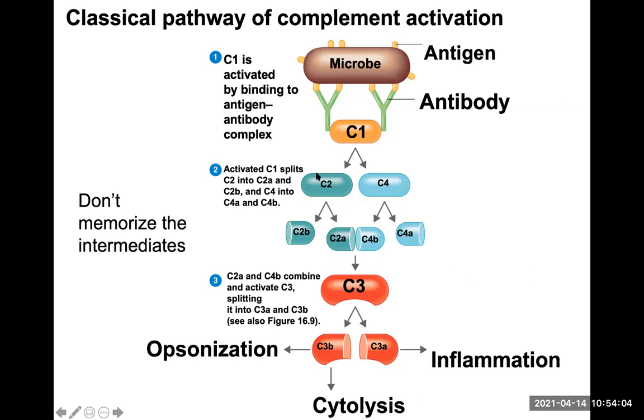Okay, so I do not want you to memorize C2 splits into C2b and C2a. I don't want you to memorize C4, C4a, C4b, but I do want you to memorize that the microbe is coated in these antibodies. The two adjacent antibodies trap the C1 protein, starting the cascade, which leads to the splitting of C3. And it's when C3 splits that you get the three outcomes of the complement system.